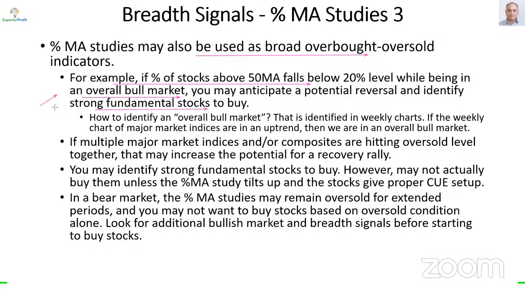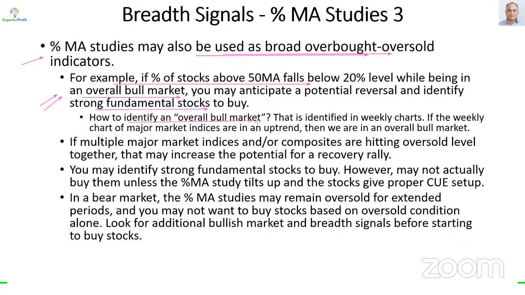So another market internal that lets us buy a little bit ahead of others, because we can anticipate a bounce more often than not when percentage MA falls below 20% level, because that is oversold condition. Now we are using it as an oversold, overbought indicator for the whole market using percentage MA studies.